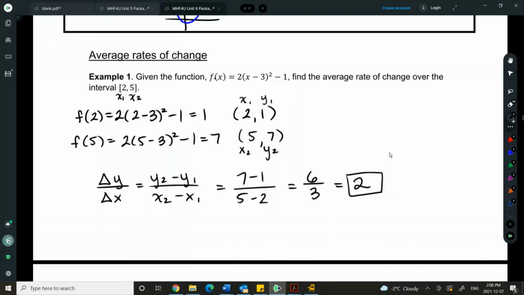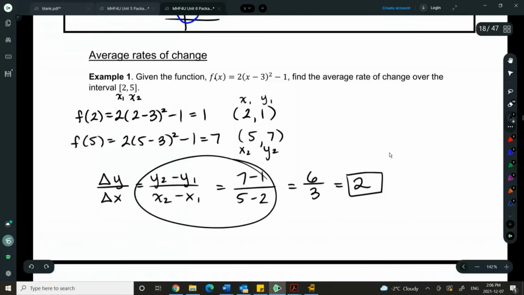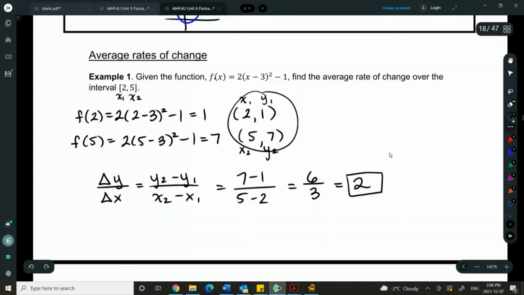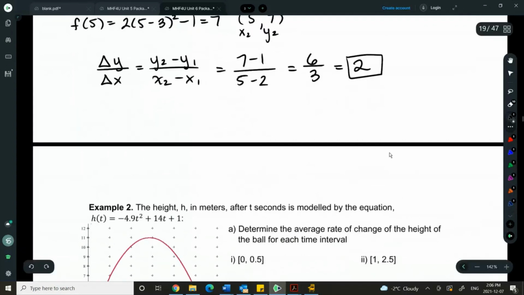Okay, same thing that we were doing before back from grade 9. It's just delta y over delta x, find your 2 points, and calculate the slope.